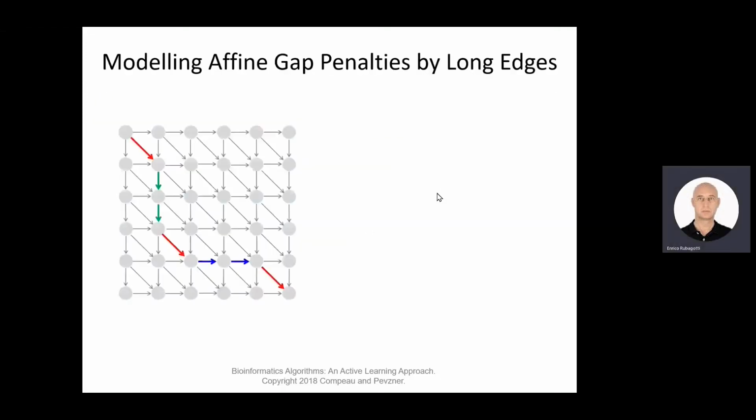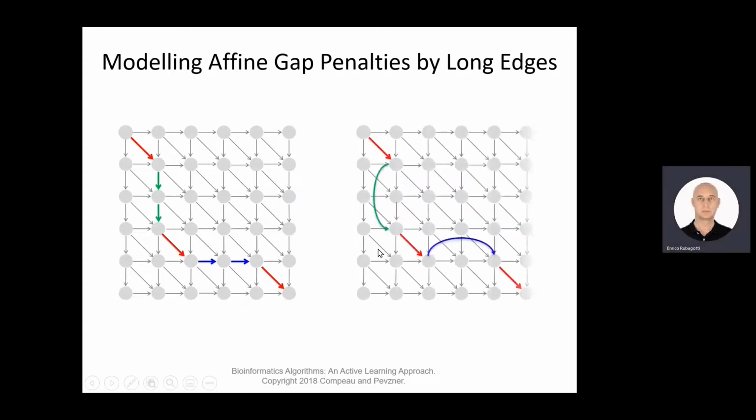Now, we wish to check how to model the affine gap penalty by long edges. Up to now, we use only a single gap. This is a double gap. And up to now, we consider a double gap as twice the value of the single gap. But in reality, we could use a different value, and it is a single arc of a different value.